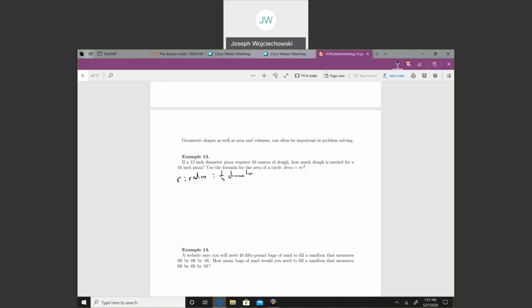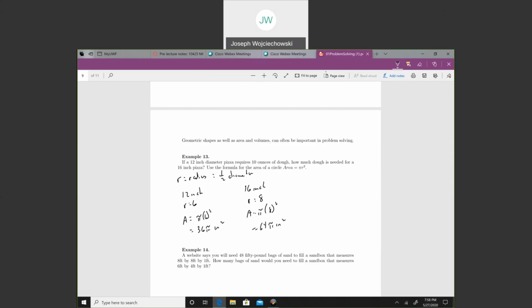So let's look at our 12-inch pizza. r is equal to 6, so the area of it is pi times 6 squared, or 36 pi square inches. And now let's look at our 16-incher. r would then be 8. Our area would be pi times 8 squared, which is 64 pi square inches. So here's what we know.